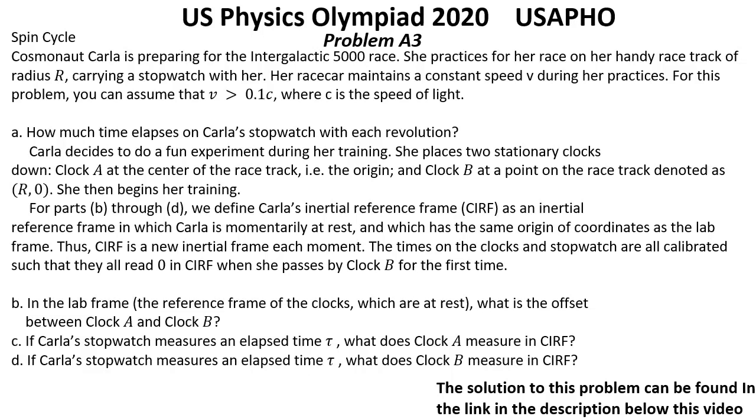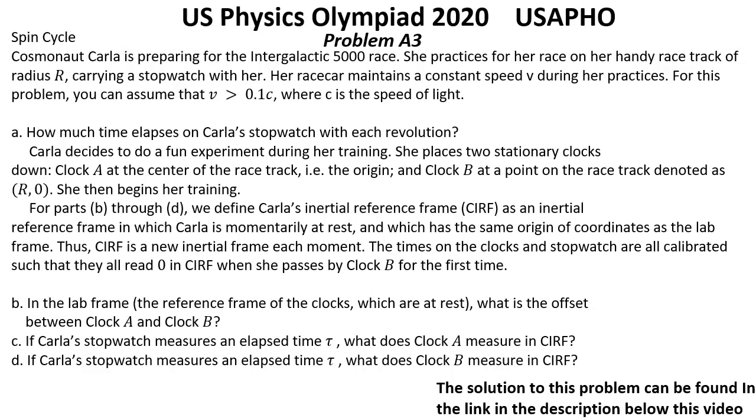Clara decides to do a fun experiment during her training. She places two stationary clocks down: clock A at the center of the racetrack, i.e. the origin, and clock B at a point on the racetrack denoted as R0. She then begins her training.